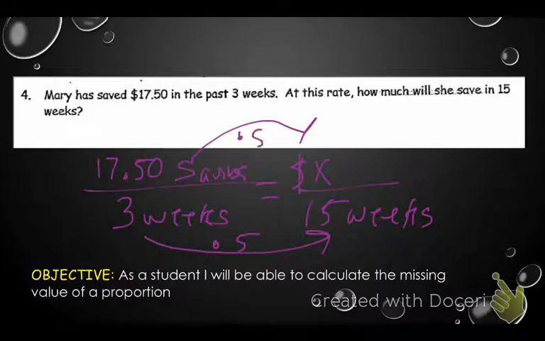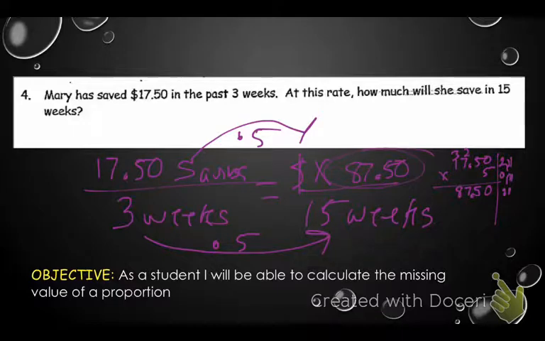Multiply by 5. 1750 times 5, I'm going to do on the side. 1750 times 5. Give me a 0. 25. Carry my 2. Draw my line. 2 places total. 5 times 7 is 35, plus 2 is 37. Carry my 3. 5 times 1 is 5, plus 3 is 8. 2 places over, $87.50. So it should be $87.50, and that is my answer.